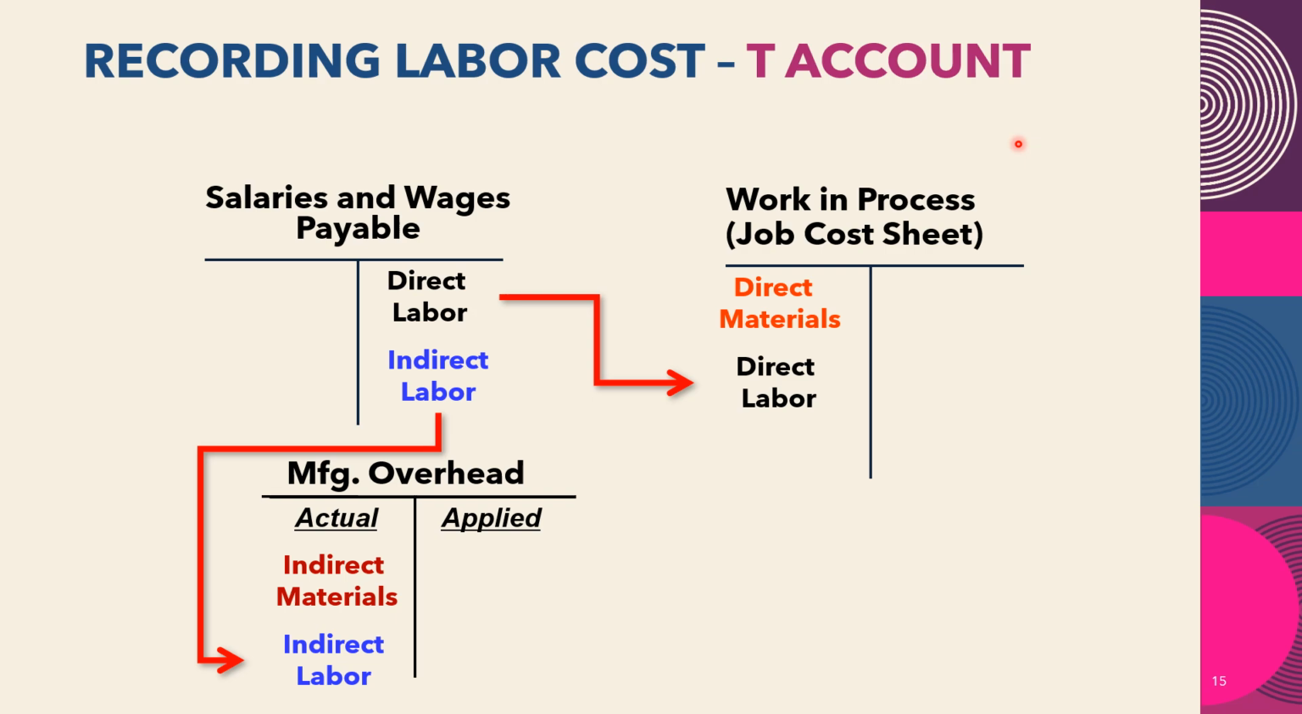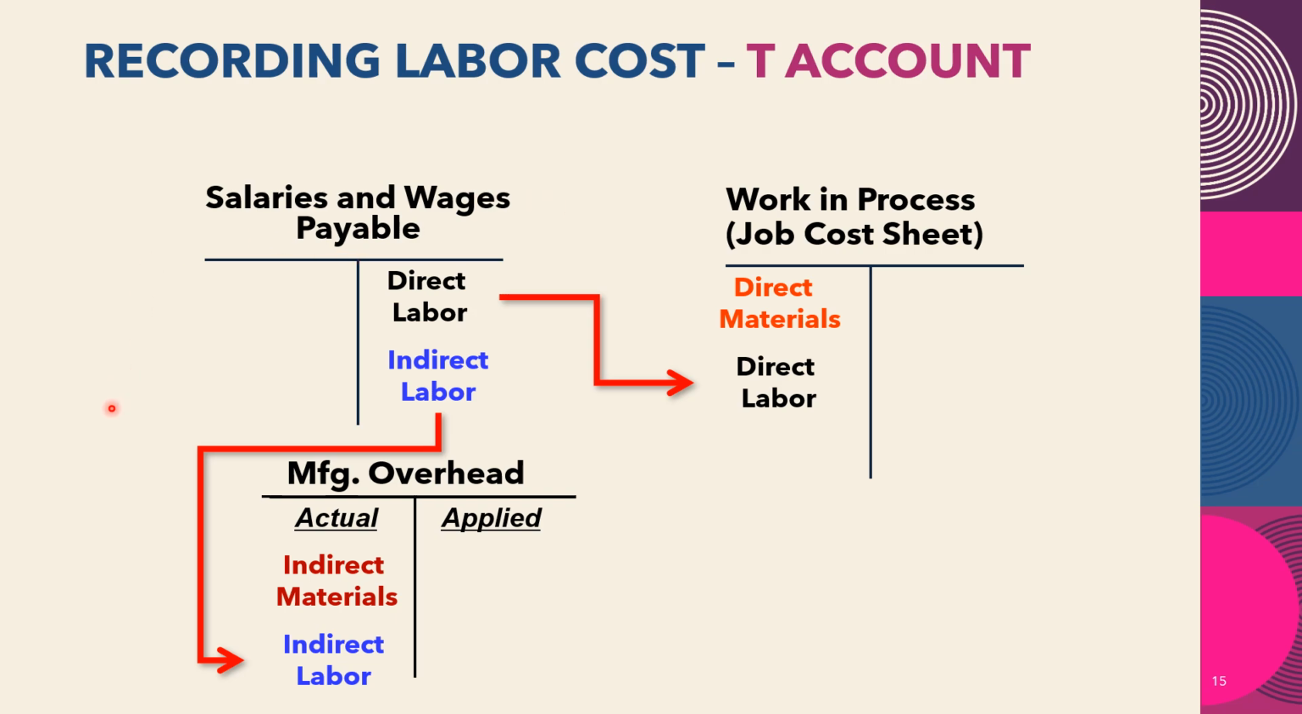Here are the T accounts for recording direct labor or indirect labor cost. We have salaries and wages payable. We also have work in process and manufacturing overhead. When the production process starts, you will put direct labor cost into work in process. So you debit work in process by the salary you paid to the direct labor, and you also credit salaries and wages payable.